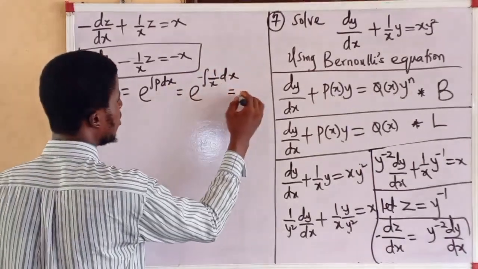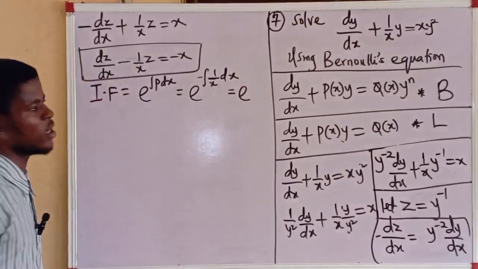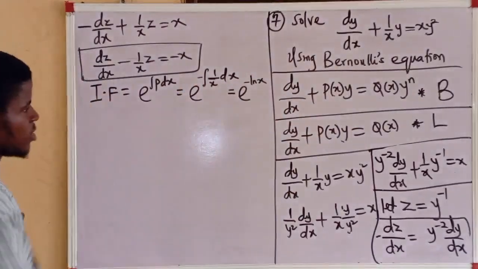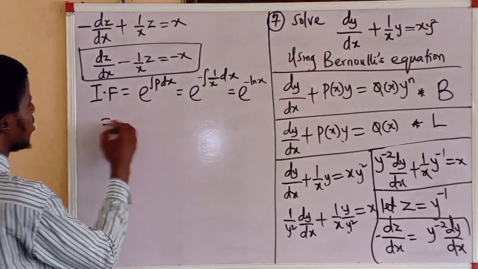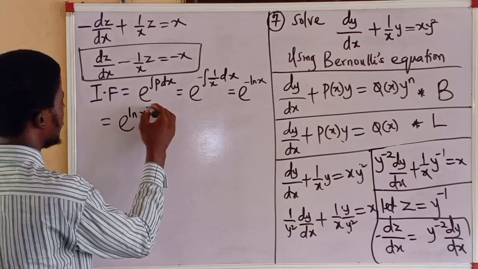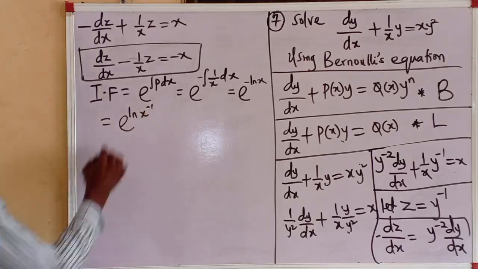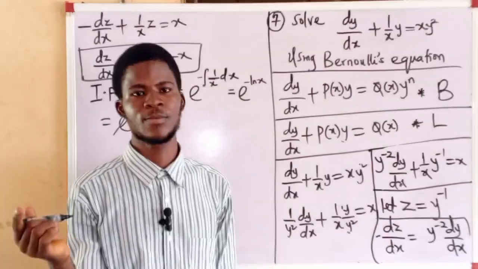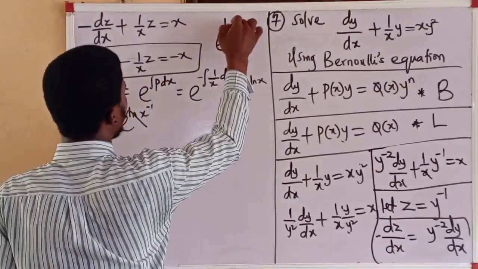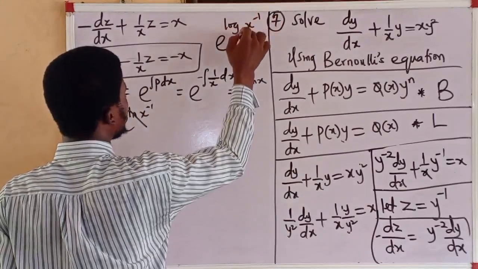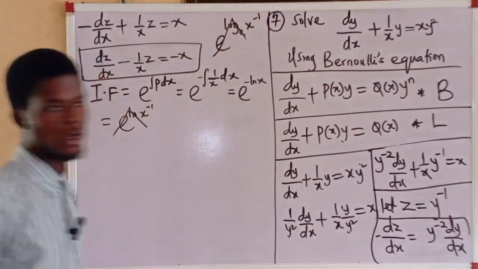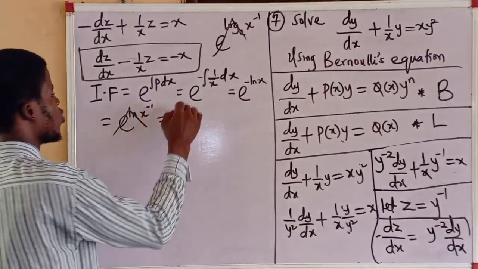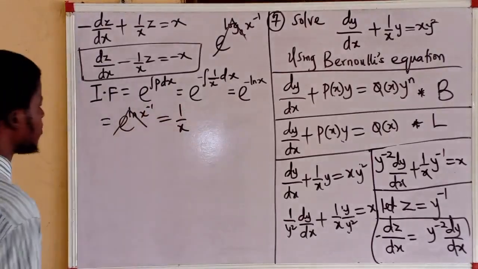So if I integrate 1 over x dx, that's ln x, with the minus. The minus can stand as the power of x. We'll be having e to the power of ln x to the power of minus 1. So e will take away ln. You know, ln is log to base e. So e raised to the power log of x inverse to base e, they will cancel out. That's what the law of logarithm says. We are now left with x to the power of minus 1, which is 1 all over x. So this is the integrating factor.